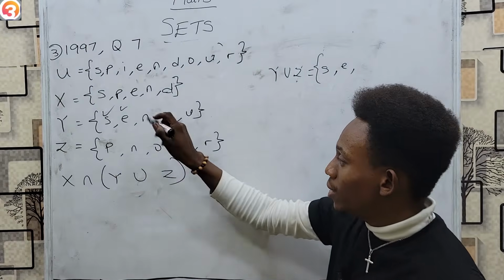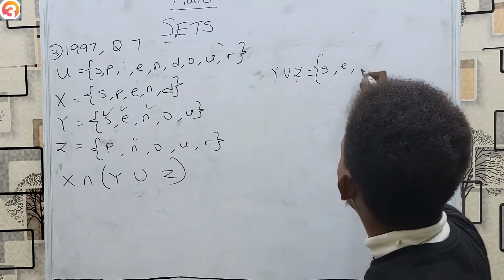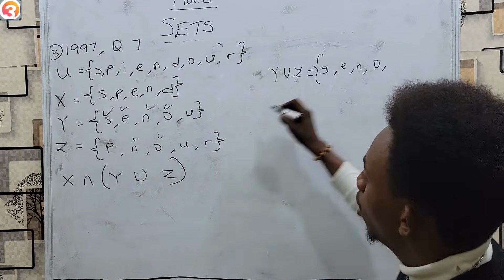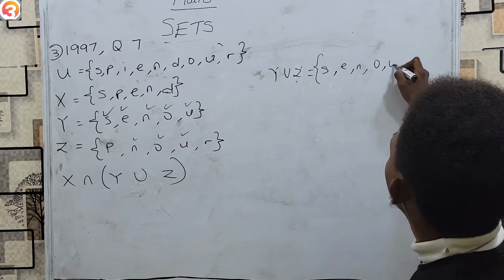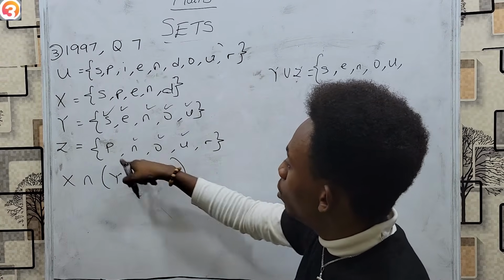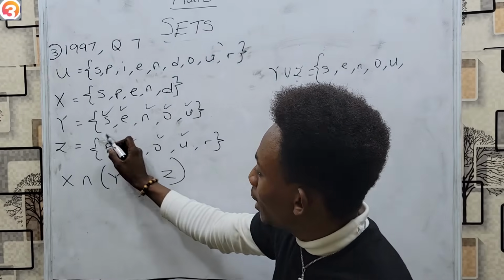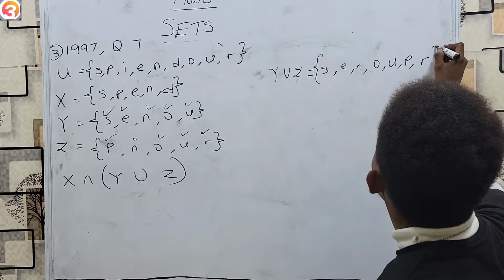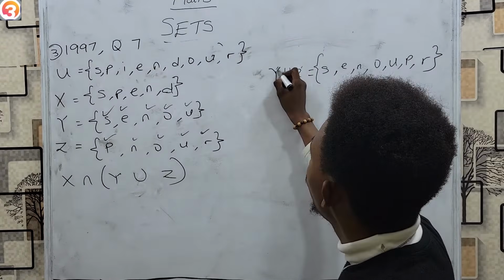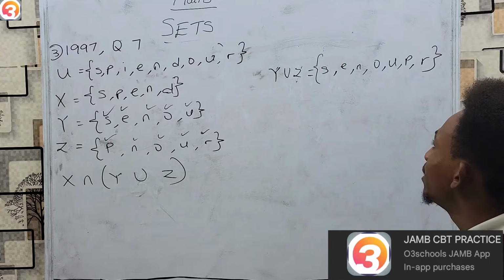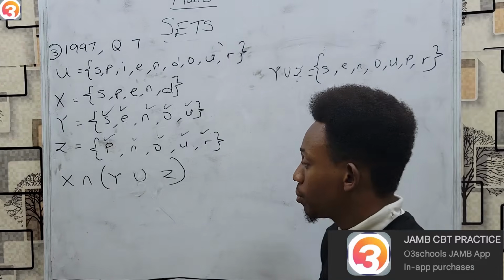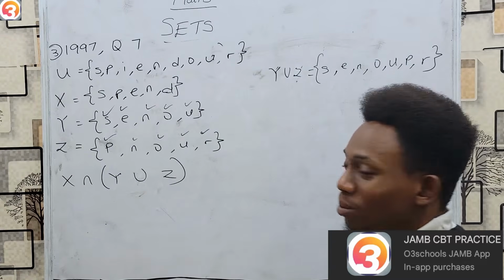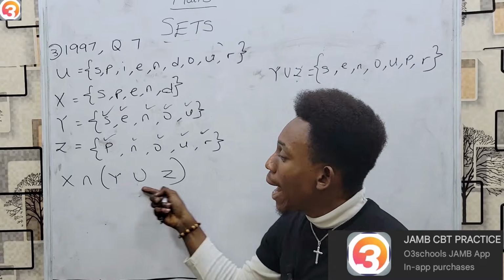Now, both of them have N, so once I use this N, I also mark this N. Both of them have O. Once I use this, we mark that. Both have U. We're also taking one. But now, everything in Y is gone. But Z has P, which I'll add, and R, which I will add. That means the set of Y union Z is S, E, N, O, U, P, R.